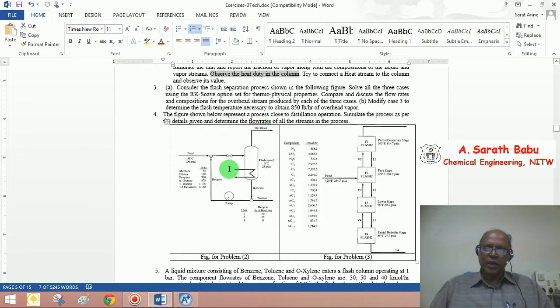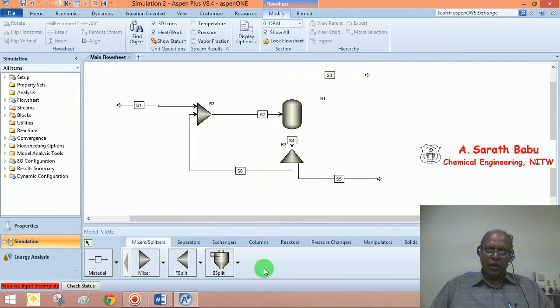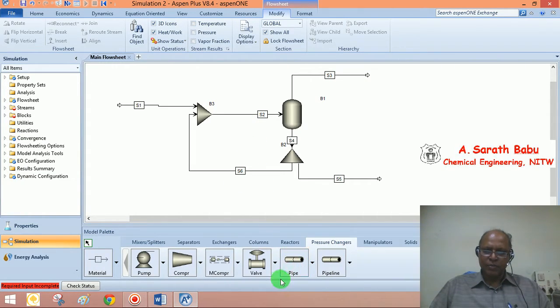In fact, you can see there is a small pressure reducing valve, because the pressure of the feed is 100 psia, whereas the flash column is operating at 25 psia. If you want, you can include this, and the valve will reduce the pressure from 100 psia to 25 psia. It may make some difference with respect to the energy balance. In fact, let me also introduce that in the problem. Now you can select pressure changers, valve, so include that.